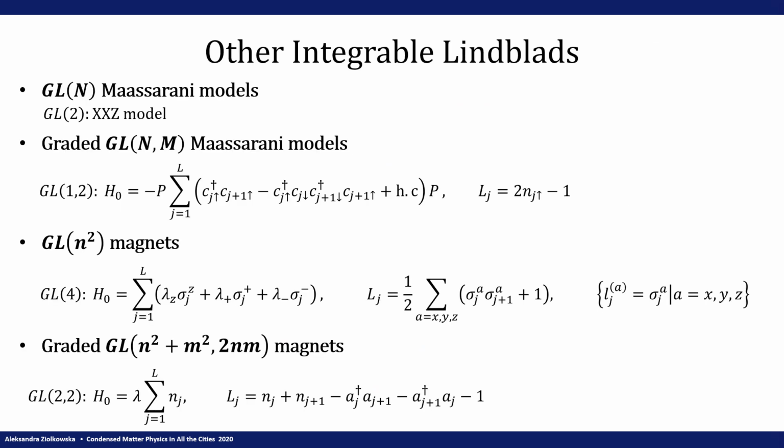I have shown you the simplest example of using the connection between the Lindblad equation and an integrable model. However, we have found entire classes of integrable Hamiltonians with open system equivalents. The first example are GLN Temperley-Lieb models, to which belongs the XXZ model. We have also successfully mapped graded Temperley-Lieb models, GLN magnets, as well as graded magnets. A few low-dimensional examples of the equivalent open quantum systems are presented on the screen.